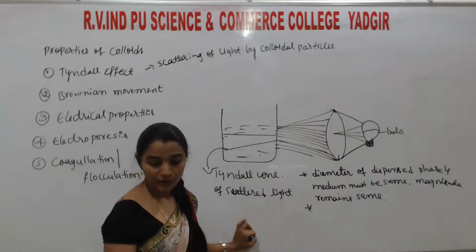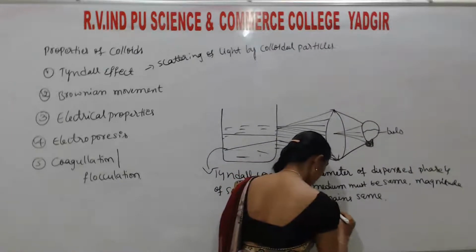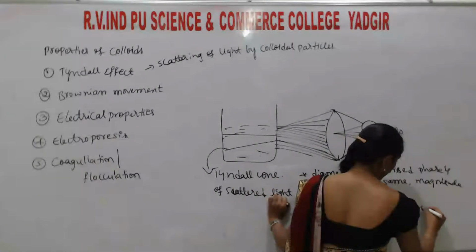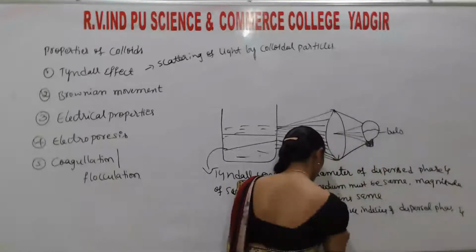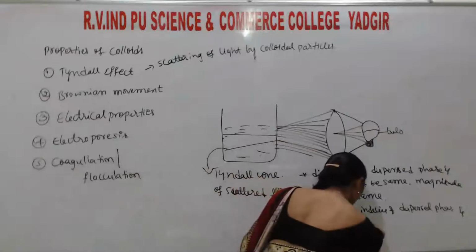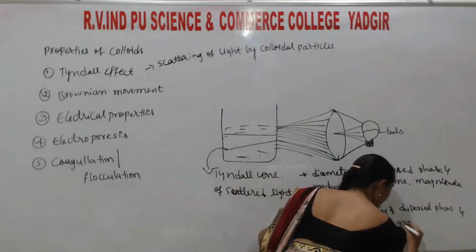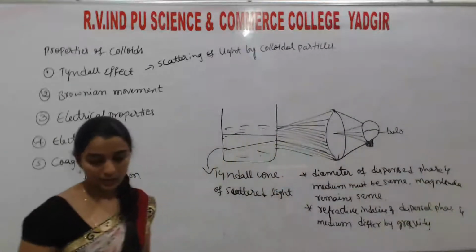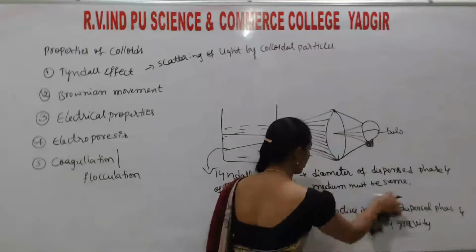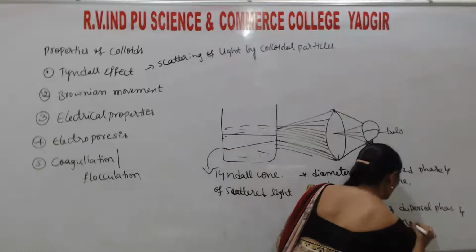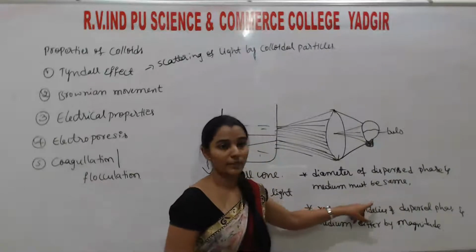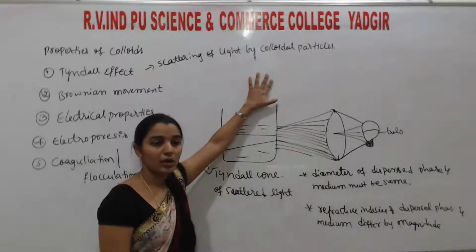So another one is refractive index of dispersive phase and medium. Dispersive phase and medium must differ by magnitude. Sorry, magnitude must be different. The magnitude is different and the diameter, the size, must be same. These two are the conditions for exhibiting Tyndall effect.